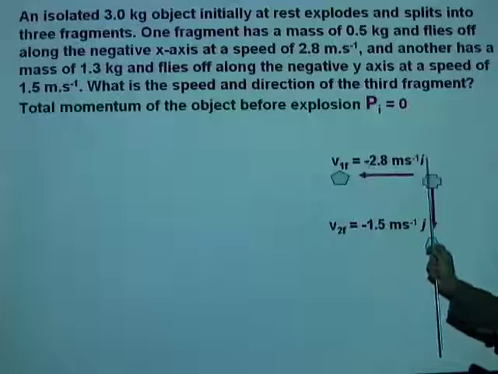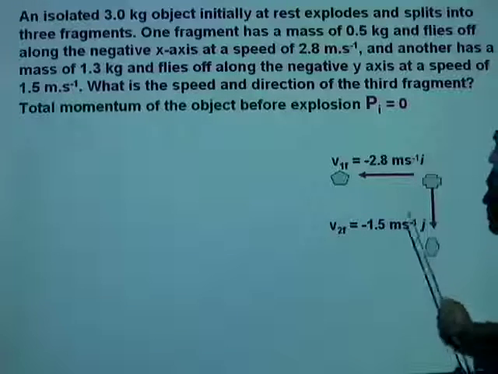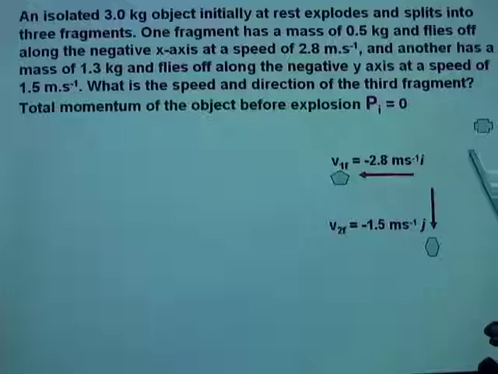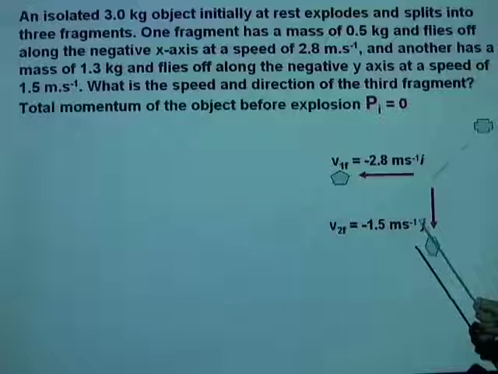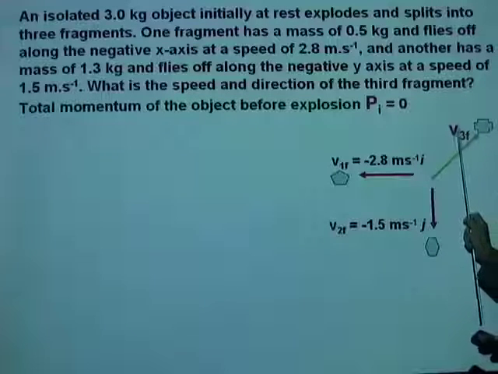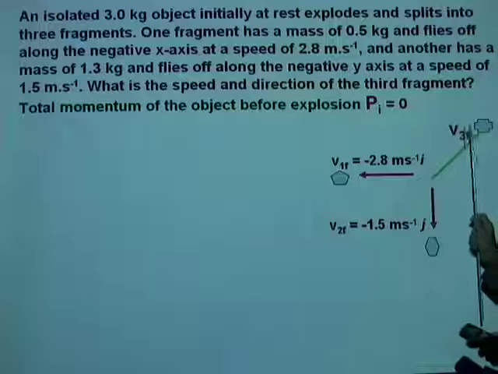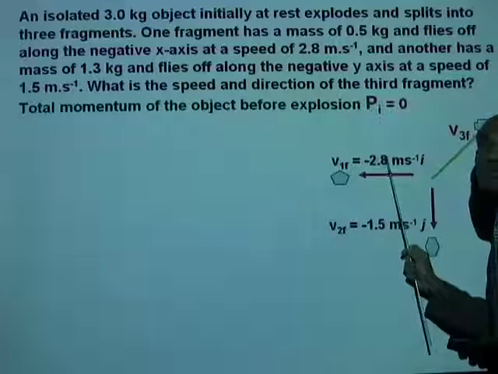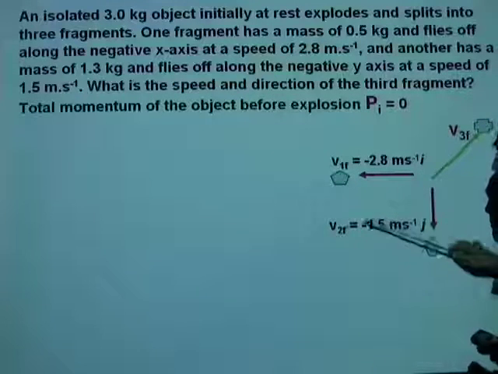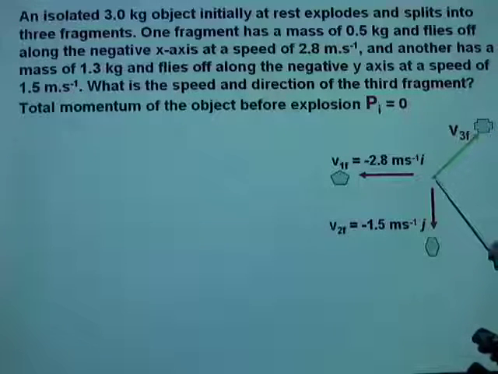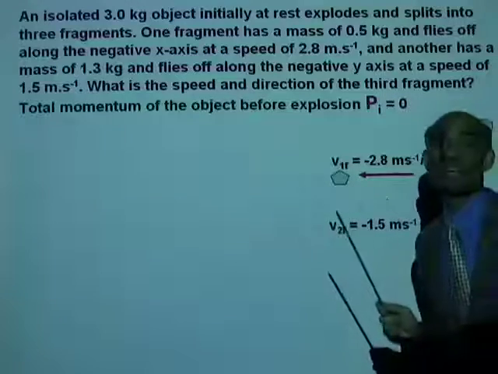Now watch how we represent the x and y directions. It's very important to do that. And now what happens to the third piece? The third piece must go somewhere in that direction so that the total momentum remains 0. We need to find the final velocity of the third piece, and I call it V3F. So V1F is negative 2.8 meters per second i, V2F is negative 1.5 meters per second j. We need to find V3F.